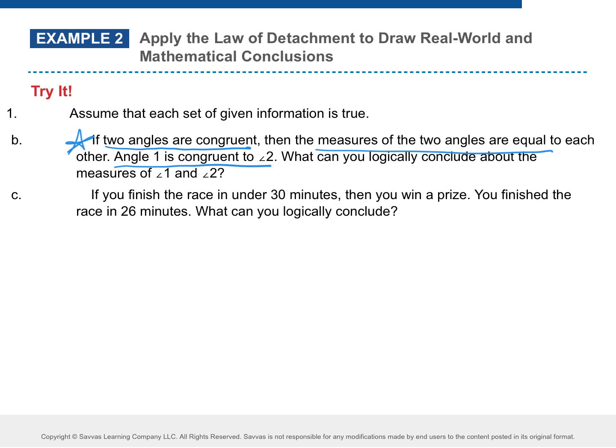Okay? B, it says, if you finish the race in under 30 minutes, then you win a prize. If you finished the race in 26 minutes, what can you conclude? You win a prize. What if I finished in 30 minutes?